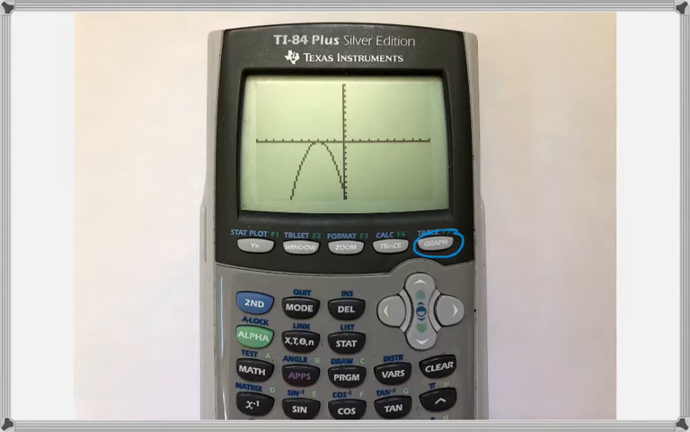If you don't already have the negative 10 to 10, negative 10 to 10 window, you can always press zoom and then do zoom standard, and it will always take you back to that.